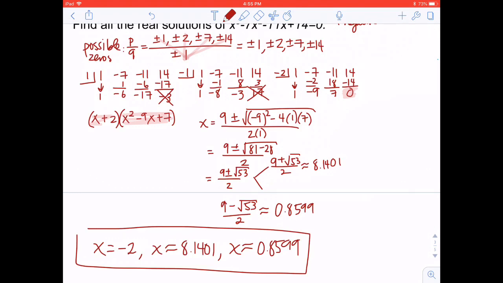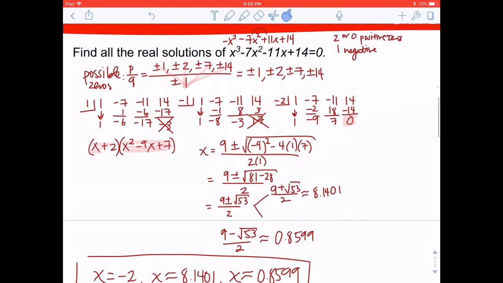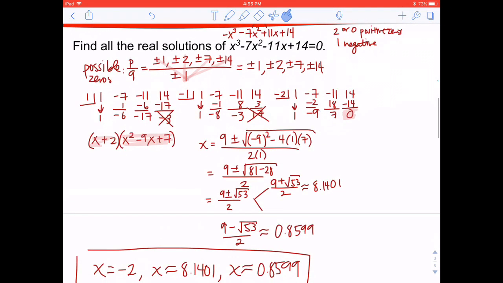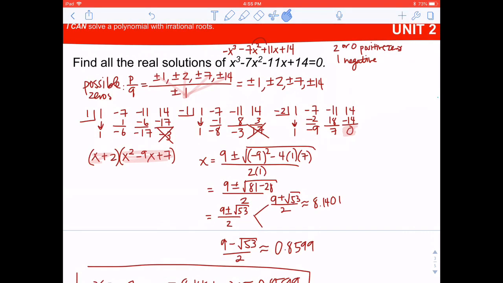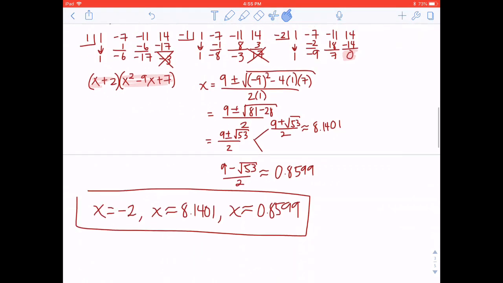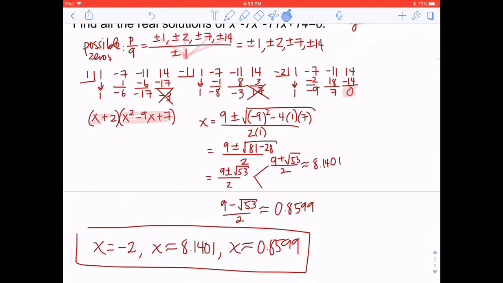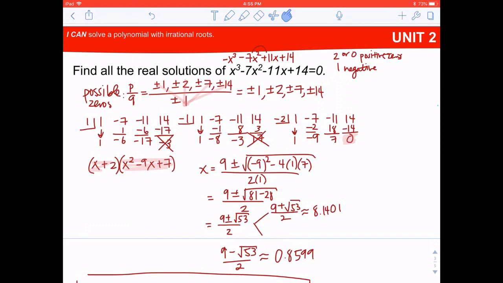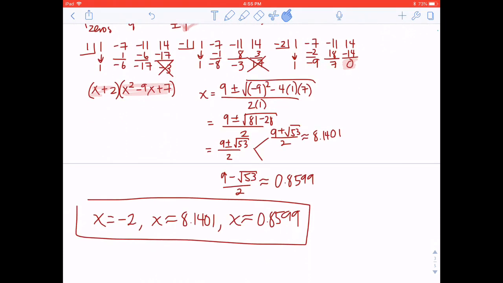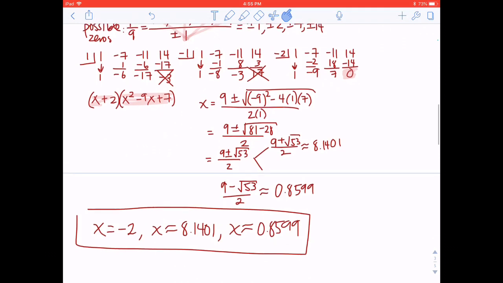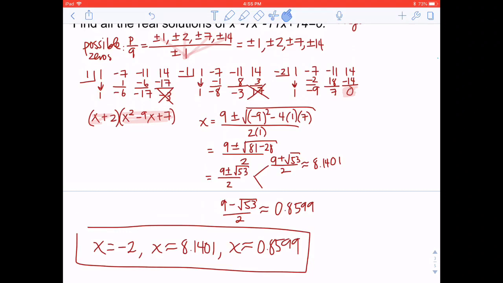We can double check with Descartes and see if we got that right. Yep, we have 2 positive zeros and 1 negative. So there are our solutions that we can find when we have irrational roots. Meaning we end up with this irrational decimal there because of the root that we got in our solution. And that is the end of it.